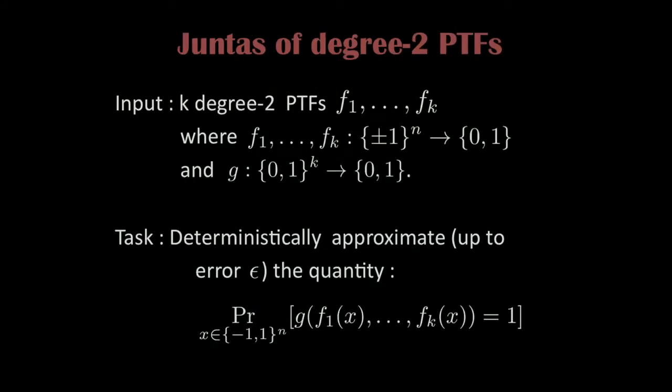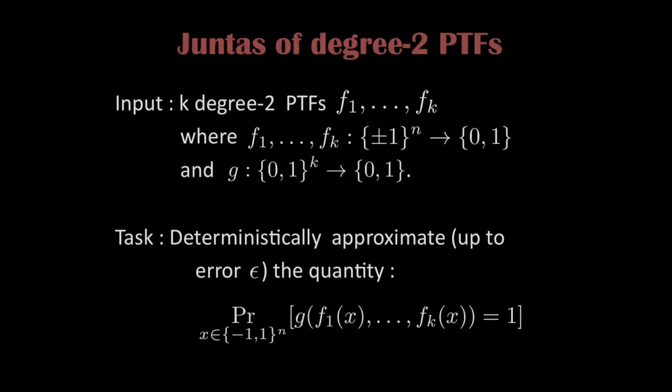Okay, so cutting to the chase, the problem we're interested in is the following. You are given k degree-2 PTFs, f1 to fk over the Boolean hypercube, and a Boolean function g on the k-dimensional hypercube, and you want to deterministically compute the probability that, if you choose a random point from the n-dimensional hypercube, g of f1 to fk evaluates to 1. This is a Junta of degree-2 PTFs because we are thinking of g as having arity k, which is constant. That's why we are calling it a Junta, answering Adam's question.